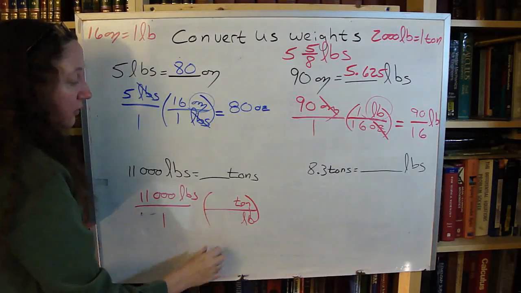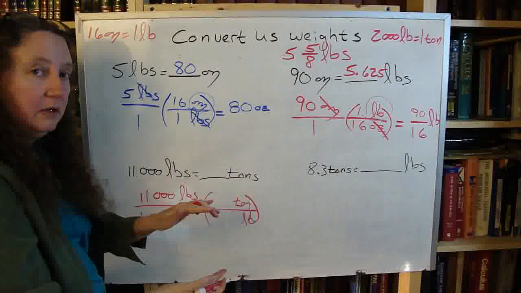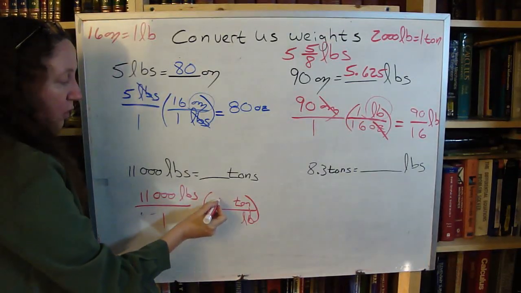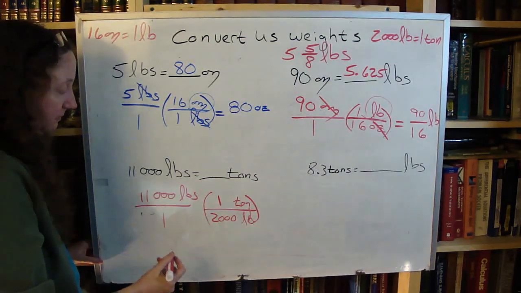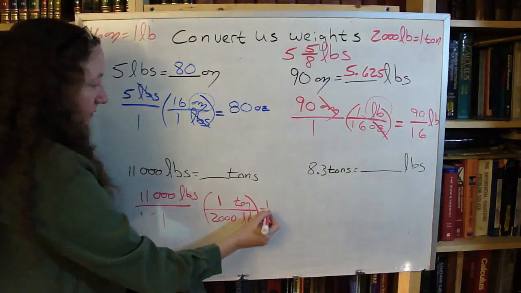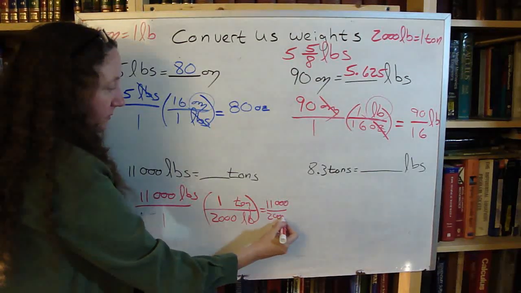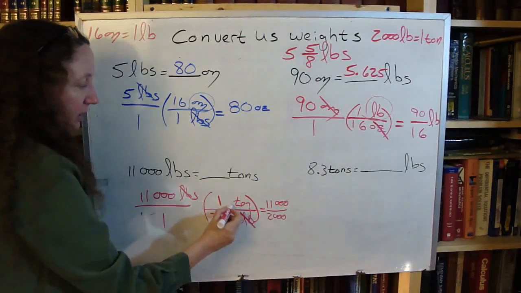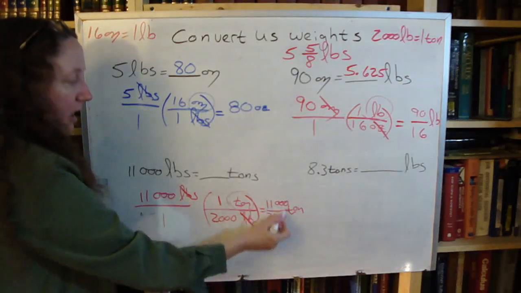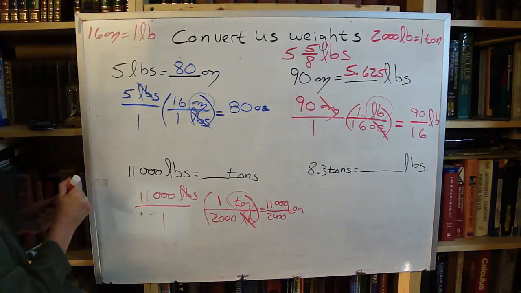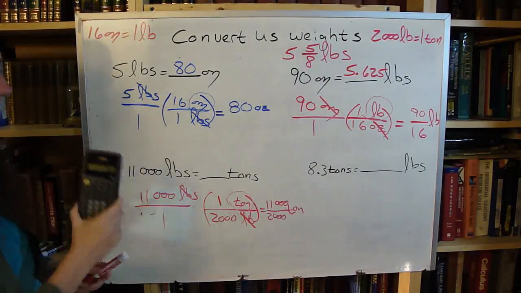This is why you set up your units first, because then you can look at your conversion factor and you know which side your number is supposed to be on. The 1 goes with the tons, 2,000 goes with the pounds. Multiply the top, multiply the bottom, pounds cancels pounds, I hold on to tons, and I divide out that fraction. 11,000 divided by 2,000, 5.5.